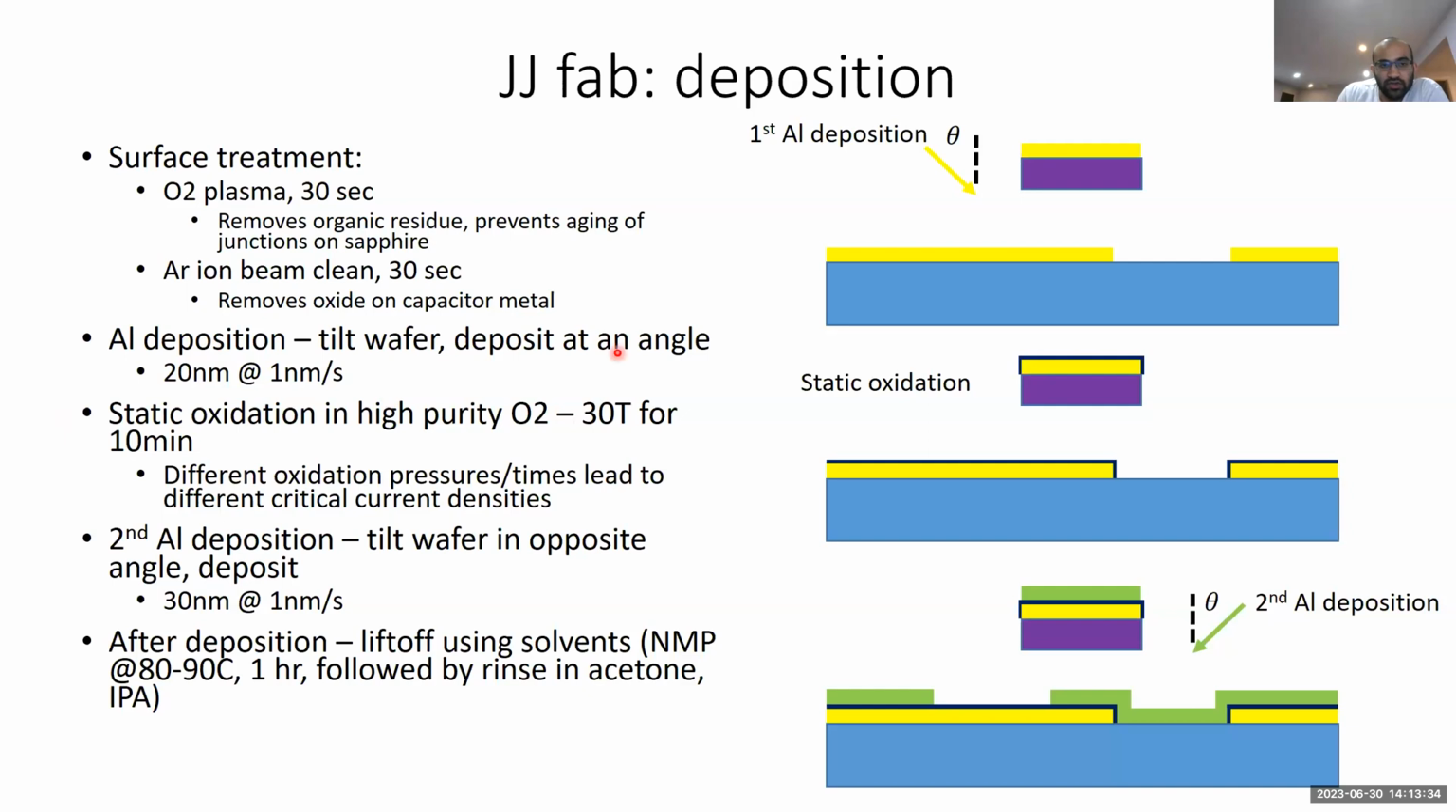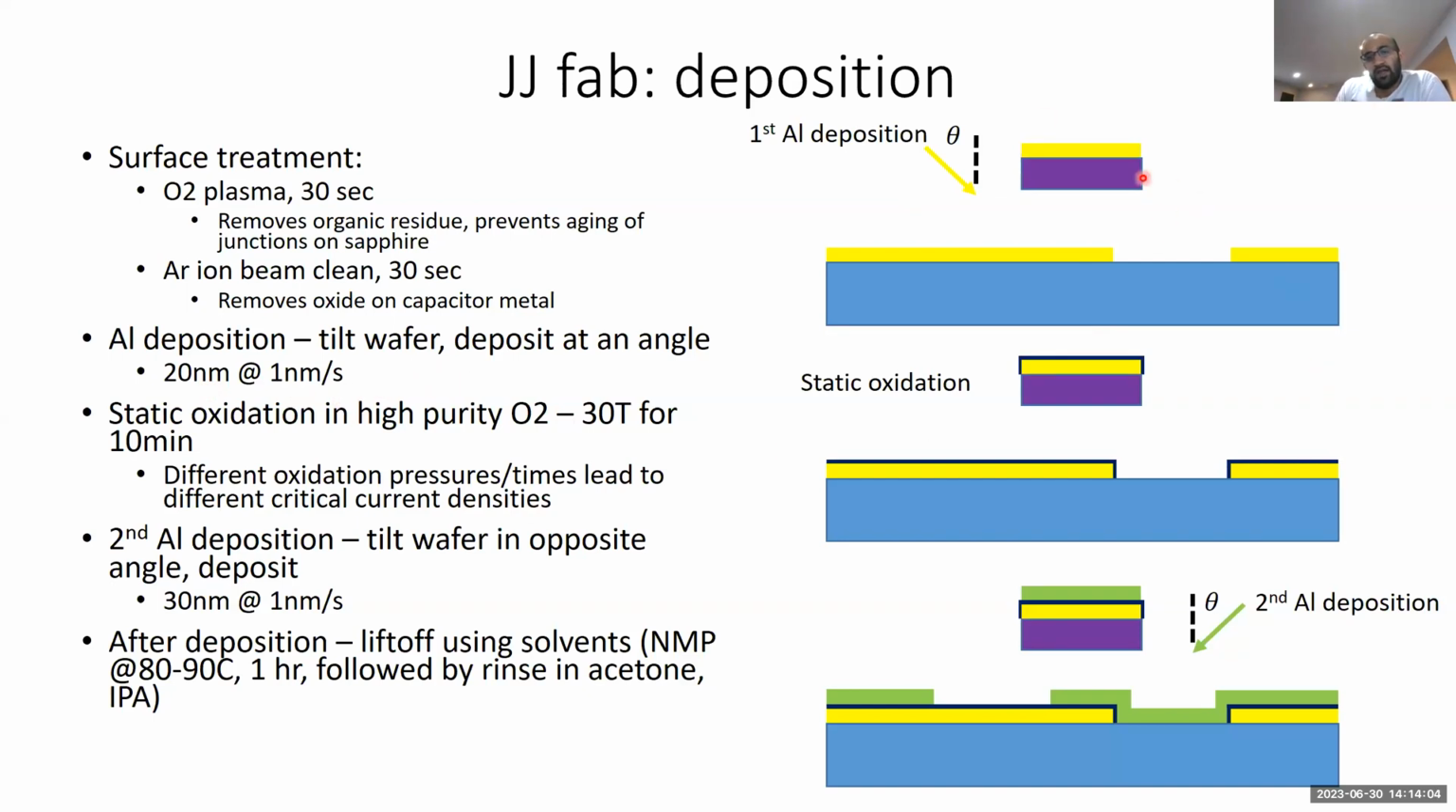So finally, then we can do our aluminum deposition. So we tilt the wafer by an angle theta. For us, this value of theta is around 25 degrees. But again, it's going to depend on what thickness of resist you end up choosing and what sort of deposition angles you end up choosing, which will determine what this overlap area is going to be. And so the first aluminum deposition goes like this. We deposit 20 nanometers at 1 nanometer per second.